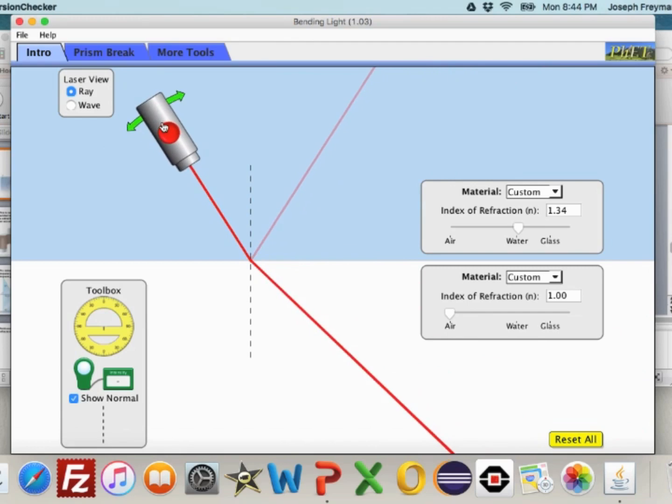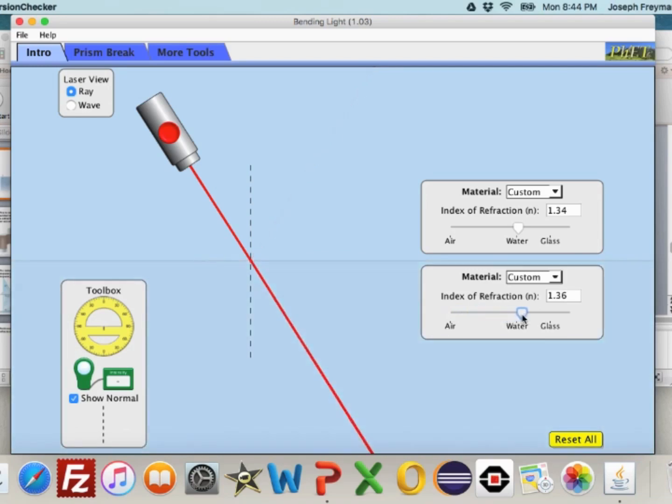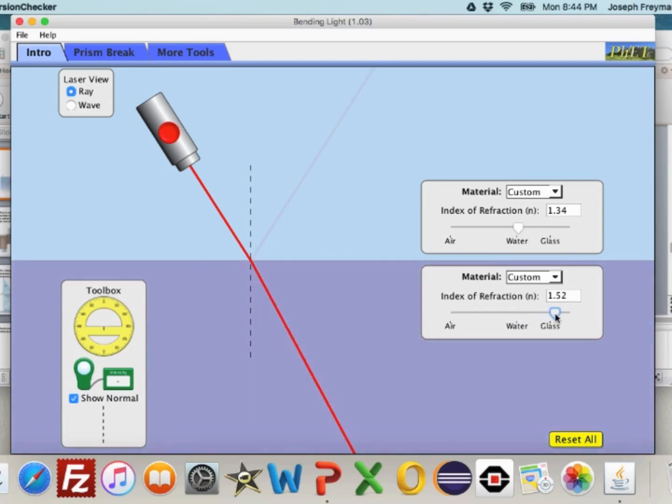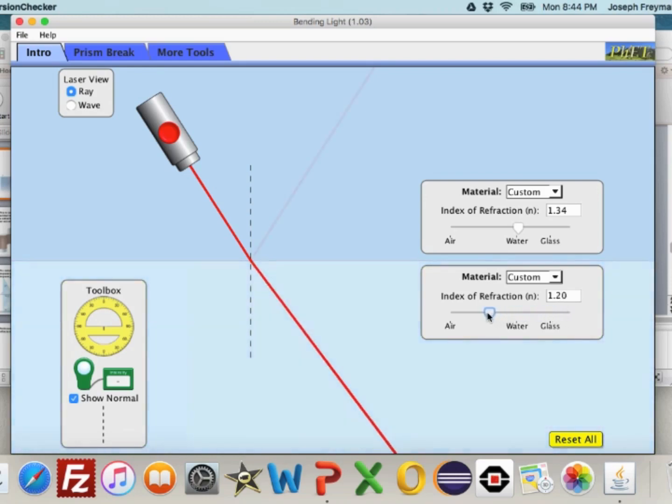All right, now let's see what happens if we change this index of refraction. Well, notice what happens. If I increase it, and now I make it a slower medium than the water, it bends towards the normal. But notice when I make it a faster medium than the water, it bends away from the normal.